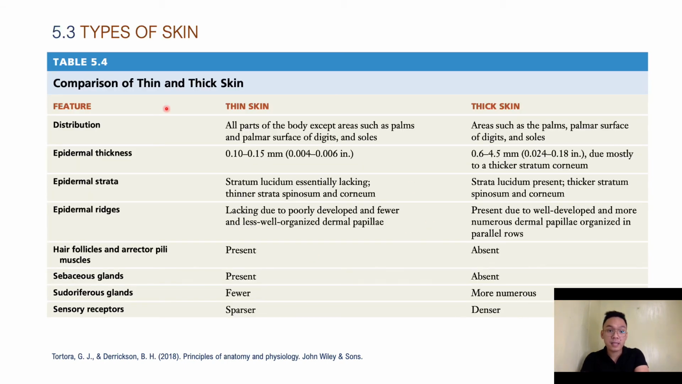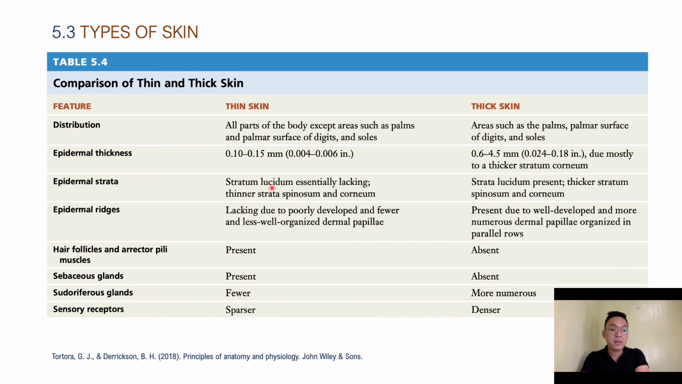When you compare the thick and thin skin, consider the following features: the distribution. Thin skin is found in all parts of your body except for the palms, palmar surface of your digits, and your soles. Thick skin is found in areas such as the palms, palmar surface of digits, and soles. Epidermal thickness is around 0.10 to 0.15 mm for thin, and 0.6 to 4.5 mm for thick. Thick skin is thicker because of your stratum corneum.